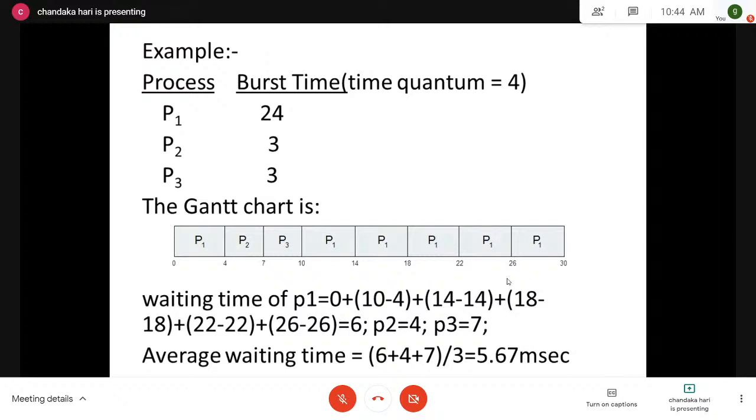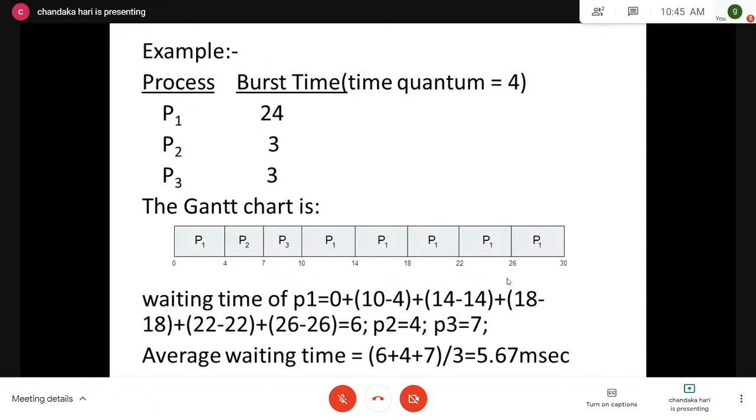Now we'll see what happens. Let us take the Gantt chart representation. First of all, the CPU dedicates 4 milliseconds to process P1, then 4 milliseconds to process P2, then 4 milliseconds. I already told you that during this time quantum period, the job may or may not be completed.